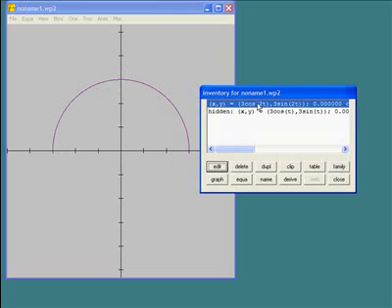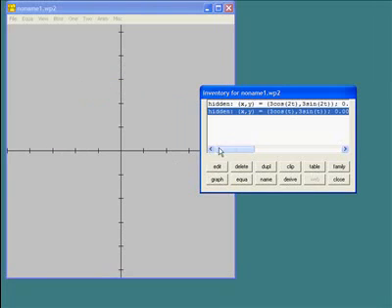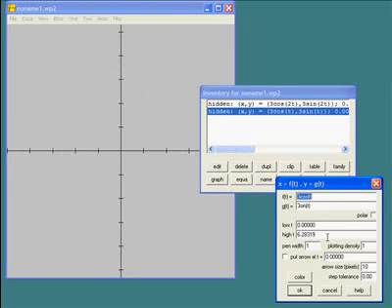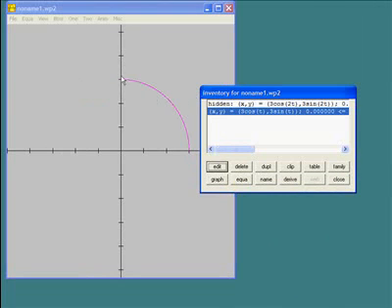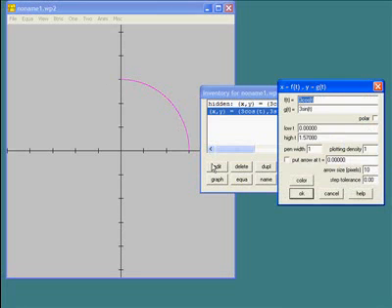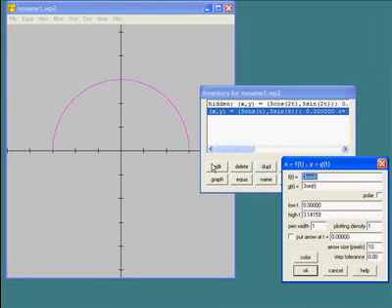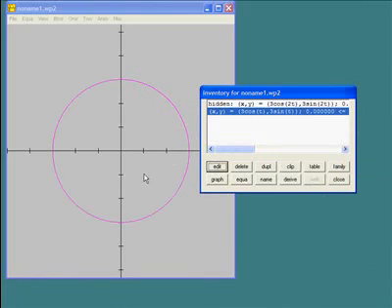But that's again with 2t and 2t in our arguments. If we hide that one, go back to this one, and edit that one, and go from 0 to pi over 2, what is that going to do? That's just going to be the quarter of it. This one, if we go from 0 to pi, that'll give us the top half. If we go from 0 to 2 pi, that'll get us all the way around the circle.